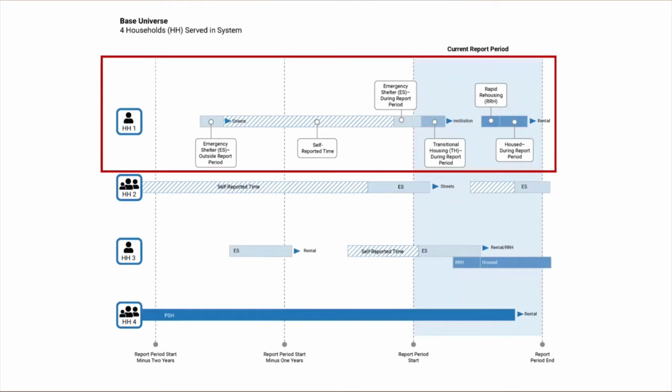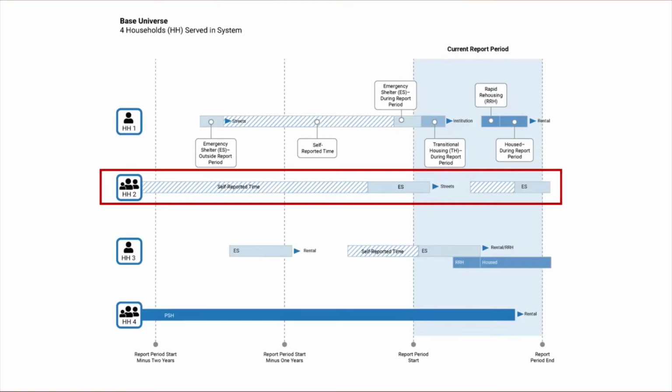Household 1 had 3 separate project enrollments, which occurred during the report period. They were in an emergency shelter when the report period began, then enrolled in a transitional housing project. After exiting the transitional housing project to an institution, they returned to the homeless system during the same report period by enrolling in a rapid rehousing project. They were housed in rapid rehousing and ultimately exited the homeless system within the report period. Enrollment in any one of these projects would have included the household in the base universe.